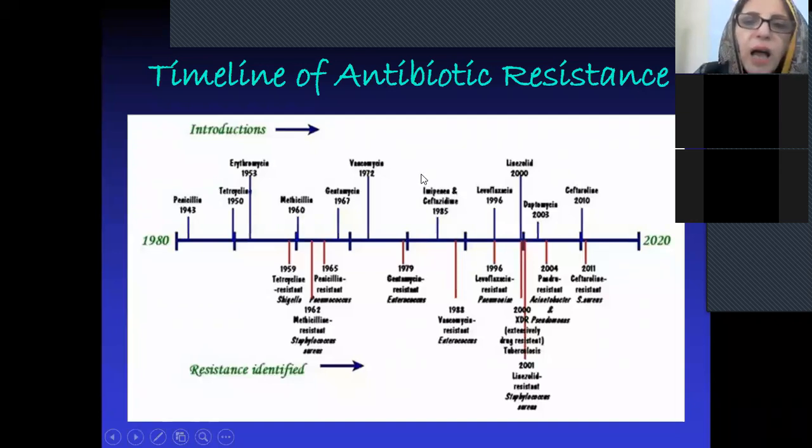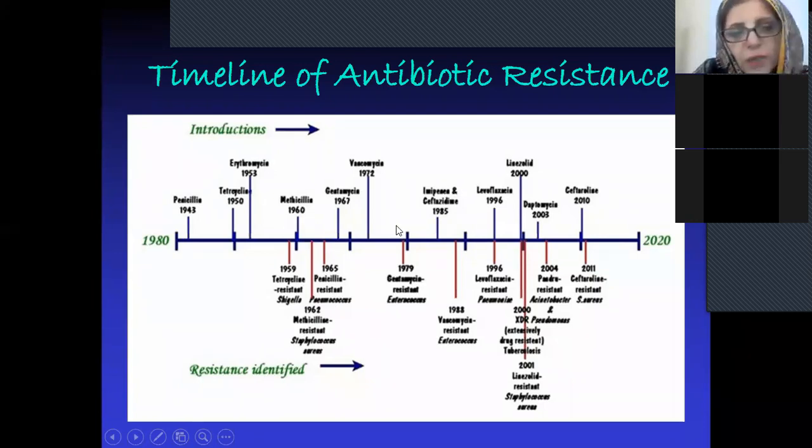So this is how the antibiotic resistance has developed over the years. In 1943, penicillins were introduced, and over a couple of years, in say 1960, the first resistance to penicillin, that was the methicillin, became visible. Then you can see tetracyclines, erythromycins, they were introduced in the 1950s, and the resistance to these tetracyclines started developing in 1959. And in 1965, again, we had another penicillin-resistant strain of pneumococcus.